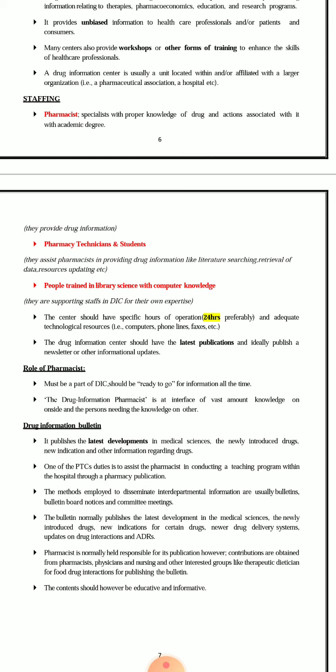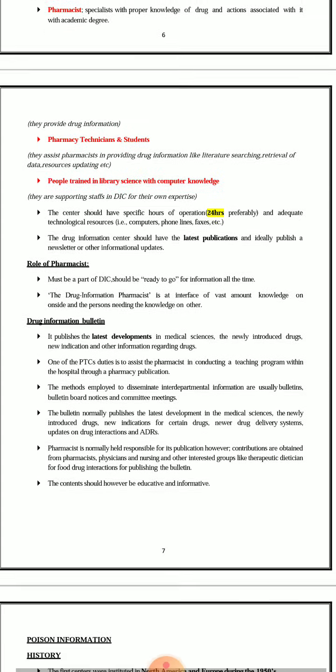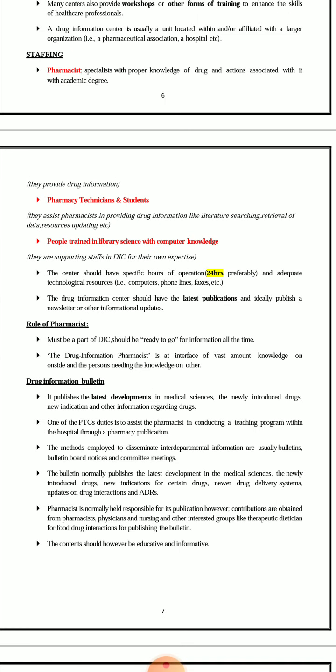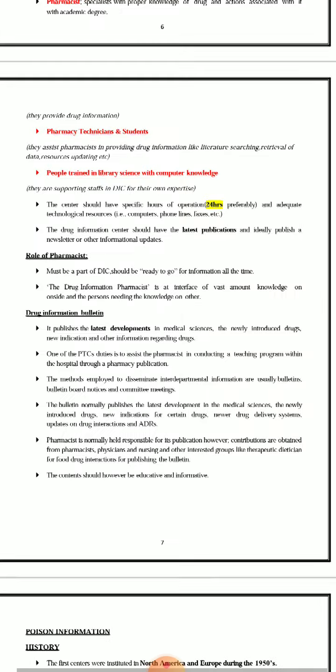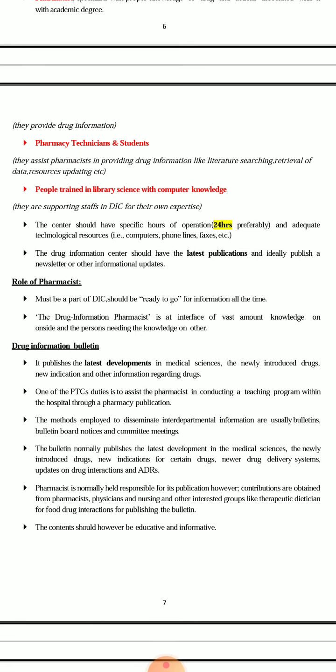People trained in library science with computer knowledge are supporting staff in the DIC for their own expertise. The center should have specific hours of operation, probably 24 hours, and adequate technological resources, that is computers, phones, faxes, lines, etc. The drug information center should have the latest publications and ideally publish a newsletter or other information updates. The role of the pharmacist in the drug information center is to be ready to give information all the time. The drug information pharmacist is at the interface between a vast amount of knowledge on one side and the persons needing the knowledge on the other.